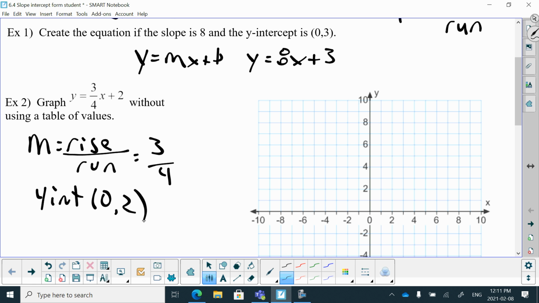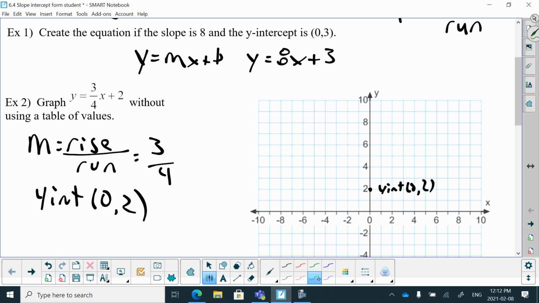Are you telling me that's all we need to graph this? It all depends on how you want to graph. So if I go to (0, 2), which is my y-intercept, and then I do what? How do I make another point? Go up how much? Up 3. And over? 4.